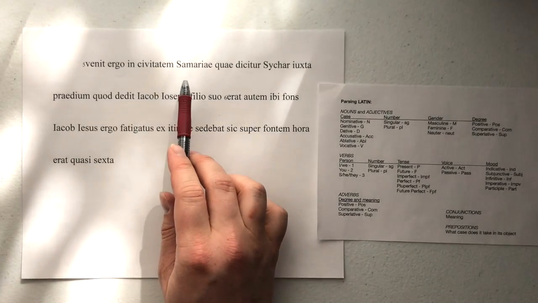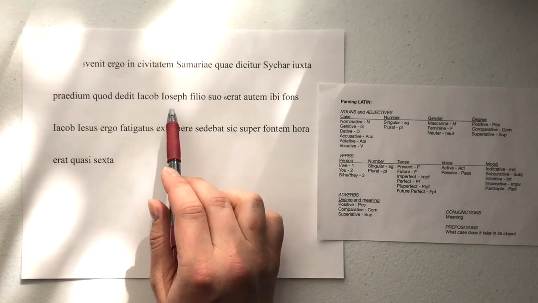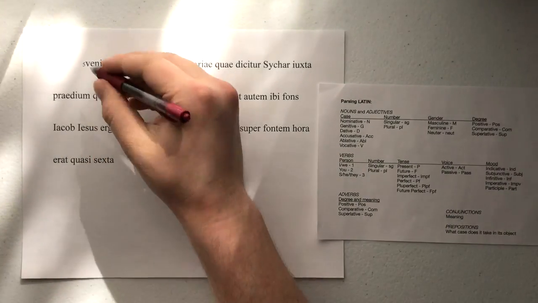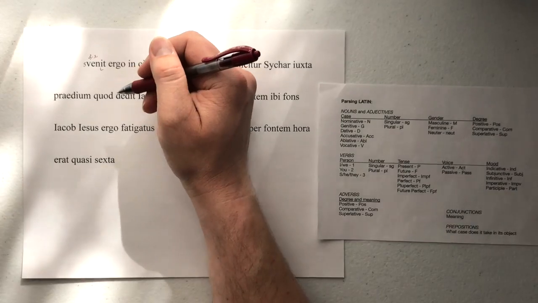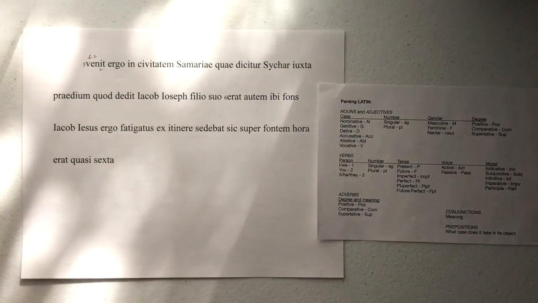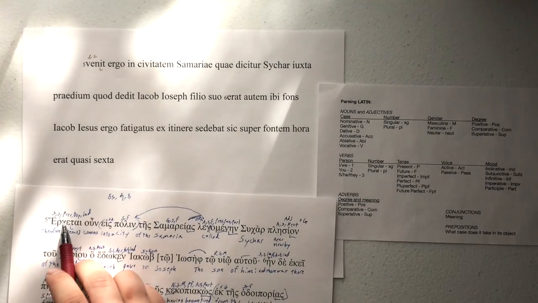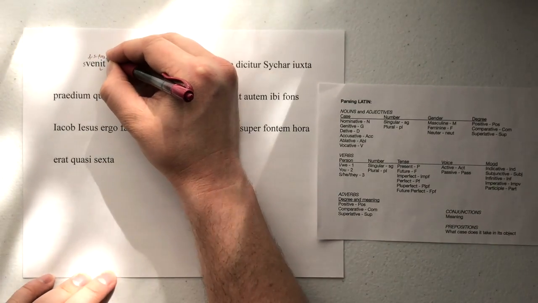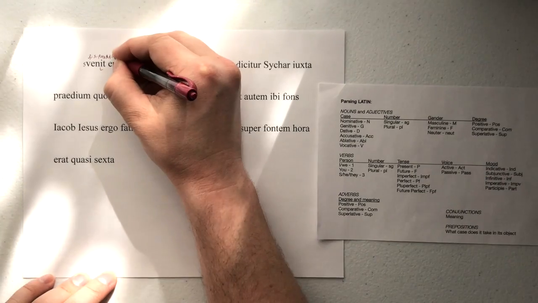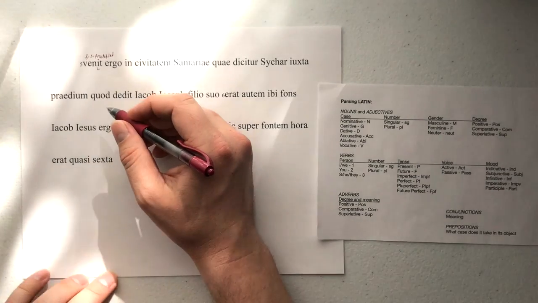Venit ergo in civitatem Samariae, quae dicitur Sychar, iuxta praedium quod dedit Jacob Iosef filio suo. Here we have venit, so that's going to be a third singular, and it's either present or perfect, so we have to take a look at our Greek to figure out which of the two it is. As I pull up the Greek page right here, we have present tense, so that's how we're going to treat it in Latin, and it is active and indicative. In civitate, we don't have an obvious subject, so it's probably going to be our previous one, so Jesus.